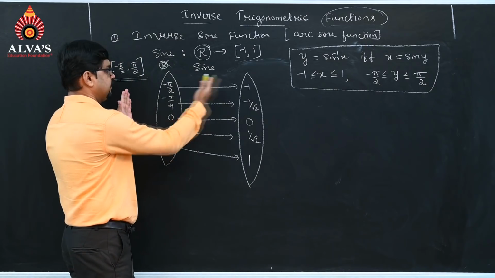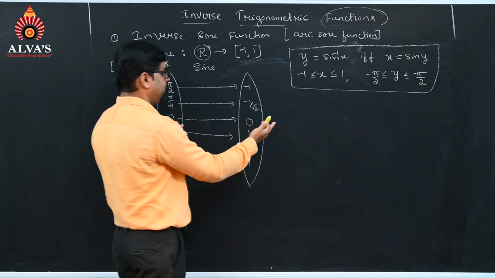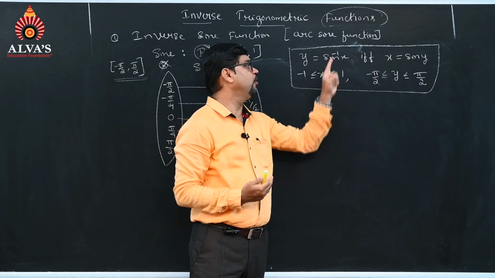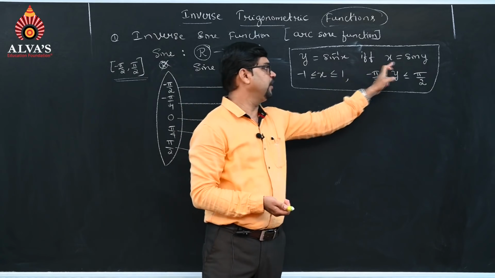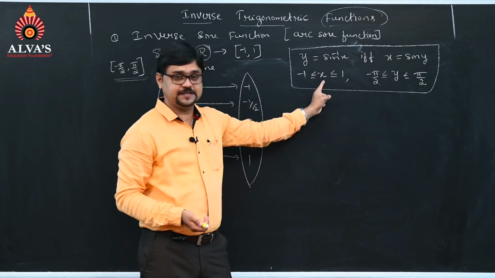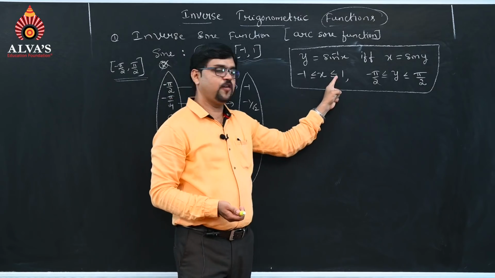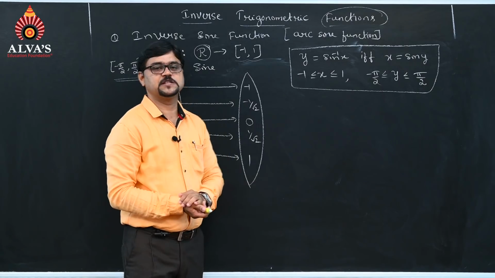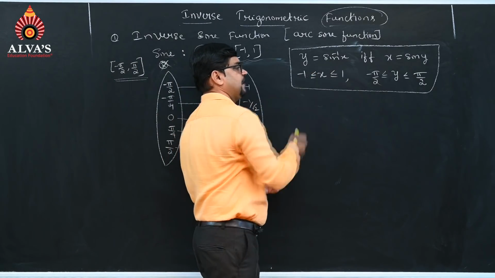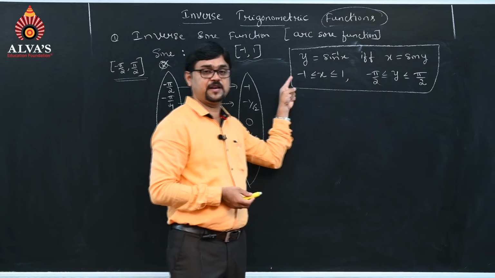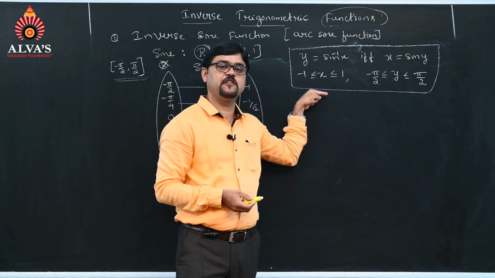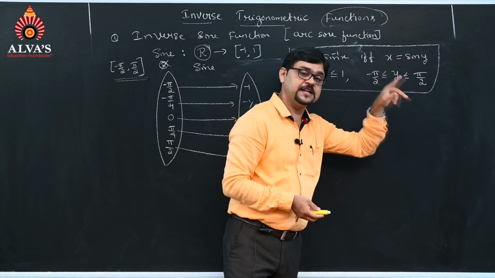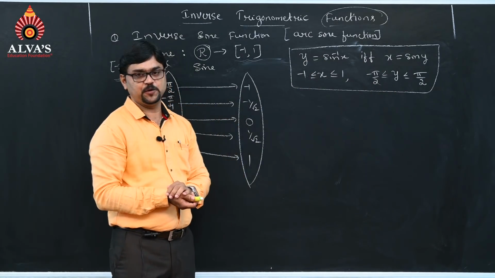Then the sine is defined like this, and then for the inverse, we should change domain and range, so that y equal to sine inverse x if and only if x equals sine y, and x is defined for minus 1 to 1 and y should be minus pi by 2 to plus pi by 2. That means in the inverse sine function, remember, the domain is the closed interval minus 1 to plus 1 and the range is minus pi by 2 to plus pi by 2.